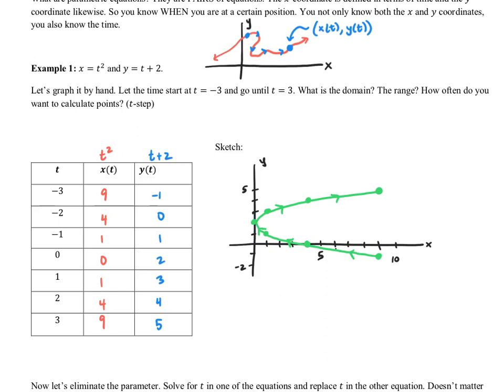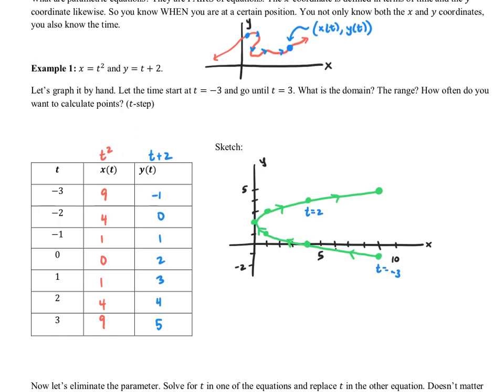Okay, so I'm just going to label a couple of these just so you have the idea. This is when t is -3. This one here would be when t is 2. And you could just fill in the rest. That's the idea behind what t is providing us, but we're not graphing t at all.